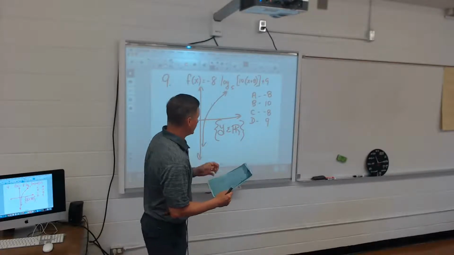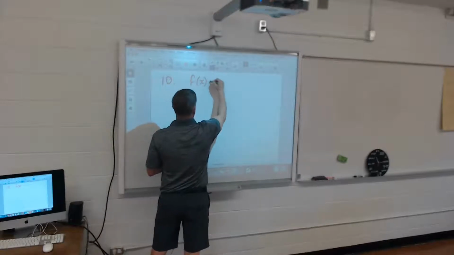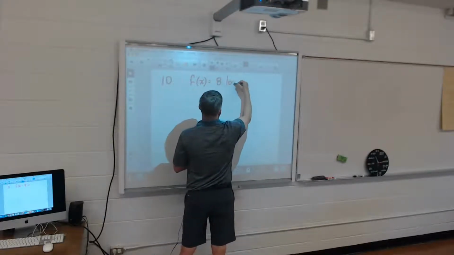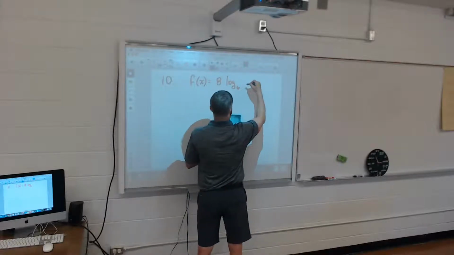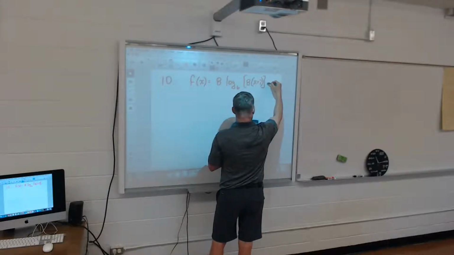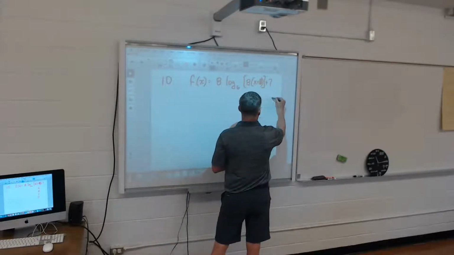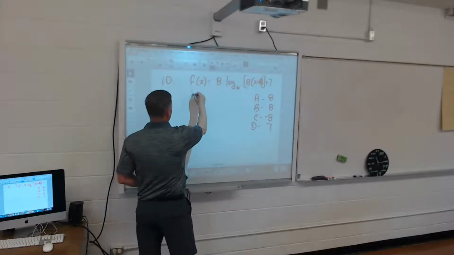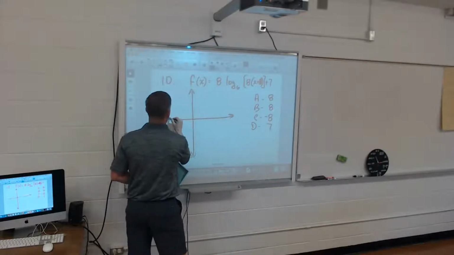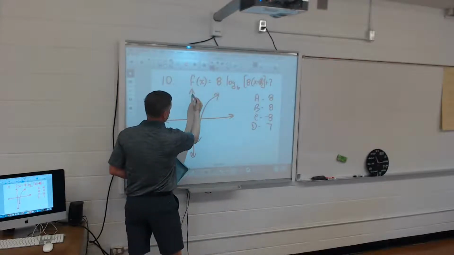In B, or in 10, sorry, 10, the equation is a little different, but it's now asking for, okay, so A, B, C, and D again. So A is 8, B is 8, C is -8, D is 7. Okay, so we've got that log graph again. So now, because I am focused on my domain, this is the important guy right here.